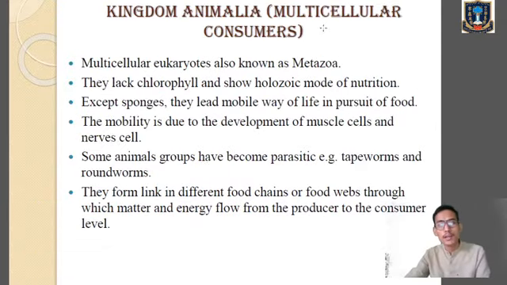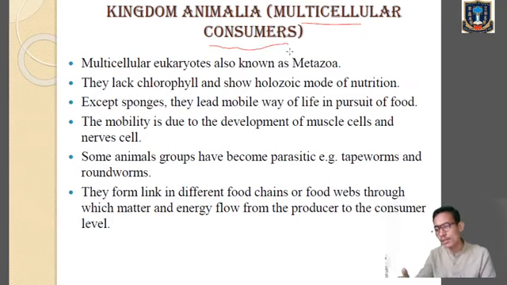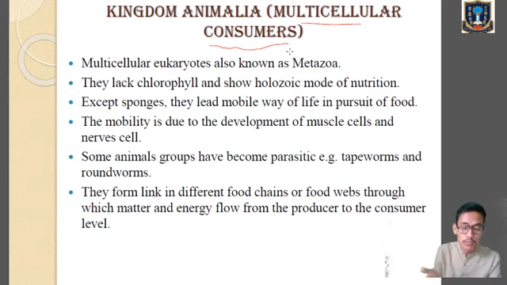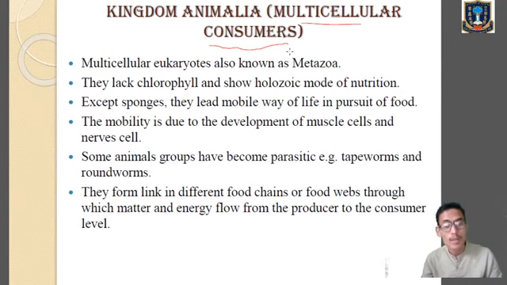Now, kingdom Animalia, multicellular consumers. Why do we call them consumers? Because they are not able to prepare their own food and they are dependent directly or indirectly on the autotrophs. There are three types of consumers: primary, secondary, and tertiary. Primary consumers feed upon grass and plants; they are the herbivores. Carnivores which feed upon the herbivores are called secondary consumers. And the larger carnivores which feed upon the secondary consumers are called tertiary consumers.